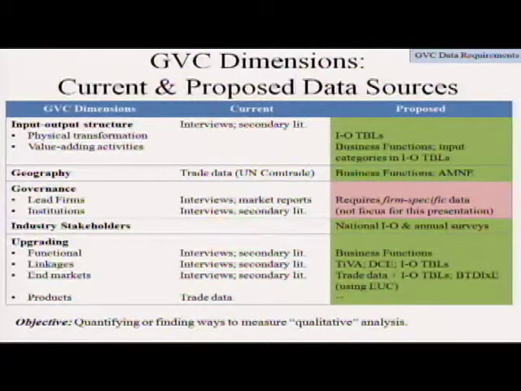One of the things Stacy did in the paper was to show the different global value chain dimensions on the left: the input-output structure, the geography of the chain, the governance, and different kinds of upgrading. The middle column is where we currently get information when we do these GVC studies, and it's that combination I mentioned of trade data, perhaps input-output analysis, and interviews. On the right, she's got a list of proposed data sources where we might bring in better, more systematic data collected by the statistical agencies to shore up some of those measures.